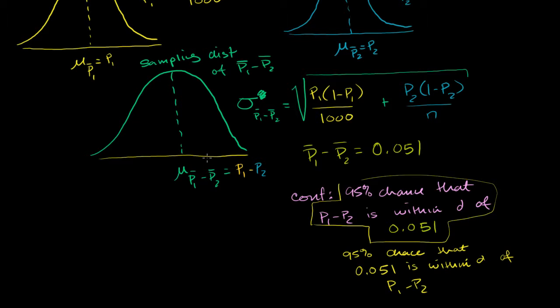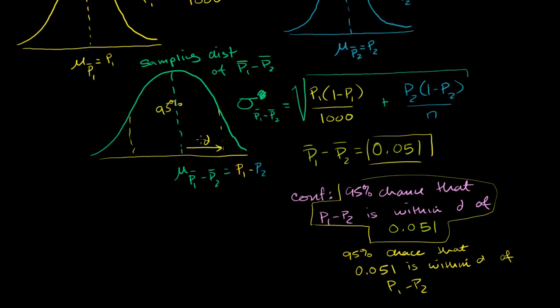So we need to figure out some distance around this mean, where if we take a random sample from this distribution, it has a 95% chance of being within d of this mean. Because if it's within d of the mean, then there's also a 95% chance that the mean is within d of our sample. And then we'll have our confidence interval. Our confidence interval will be this value plus d, and this value minus d.